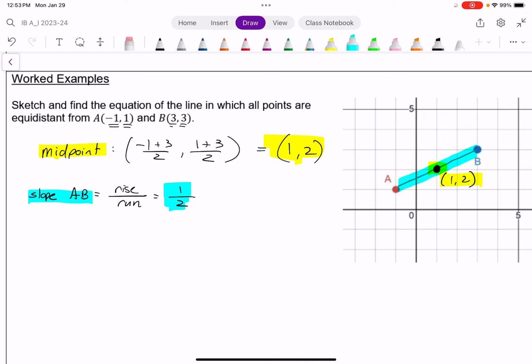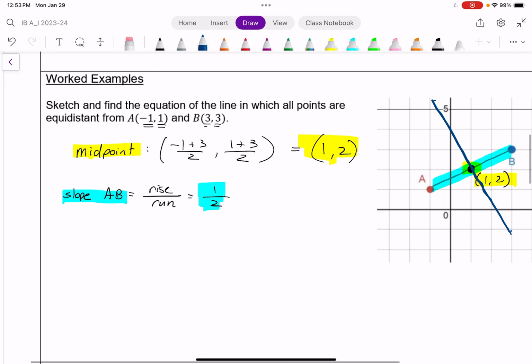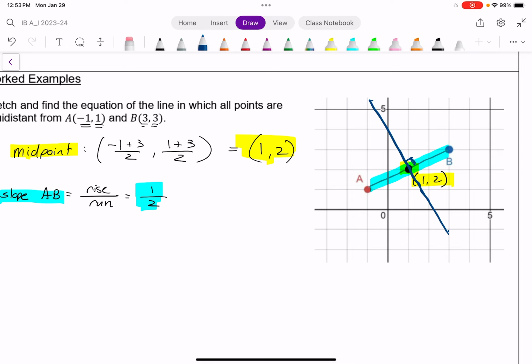Well, let me visualize this perpendicular bisector. It will be perpendicular to this, which means it'll be another line that crosses what I've highlighted in blue at 90 degrees. So I'm going to estimate it to look something like this. Oh, this is a terrible ruler. I'm going to try again. Anyways, I guess that's good enough. And it crosses at 90 degrees like that.